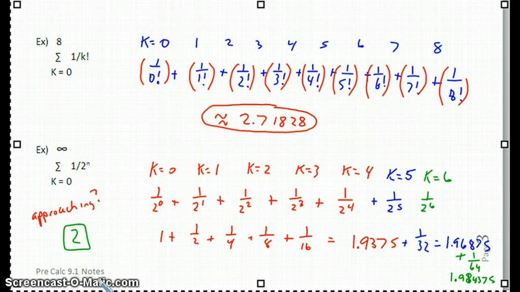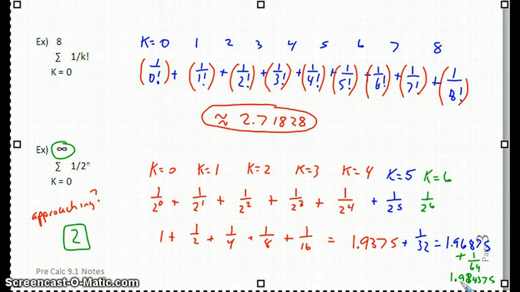I can't possibly list every single number because it's going to infinity, but what I want to do is do enough of them so I can start to see the pattern. After I did about 4 of them, I got 1.9375. Add another one to that, I got 1.96. The next one would be 1.98. I could add one more if I wanted.